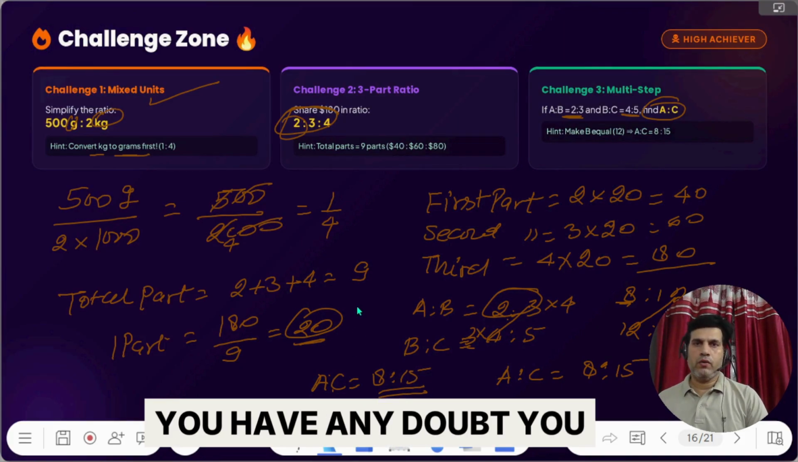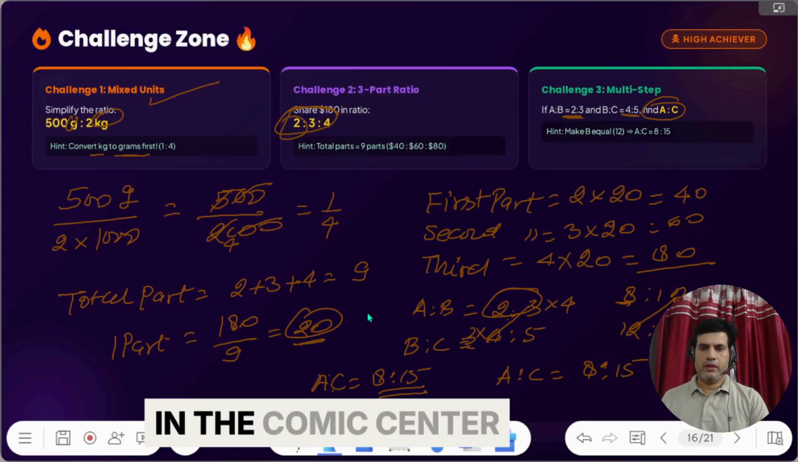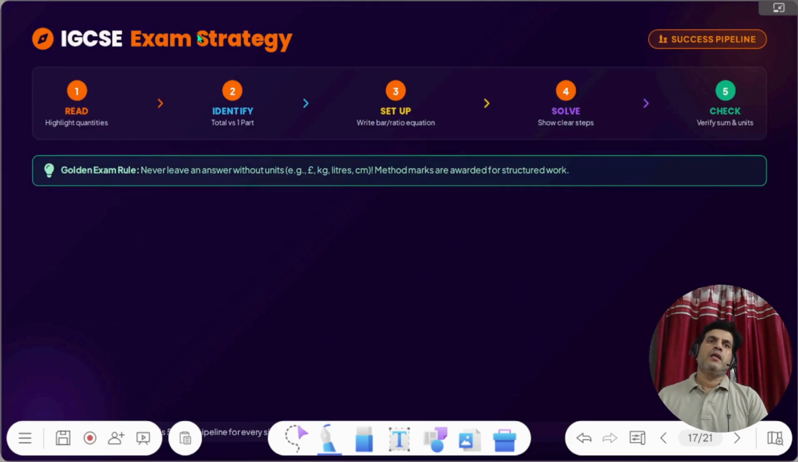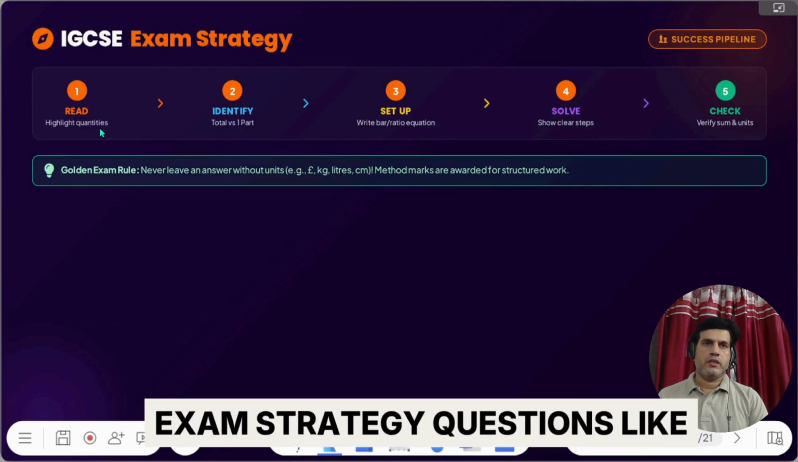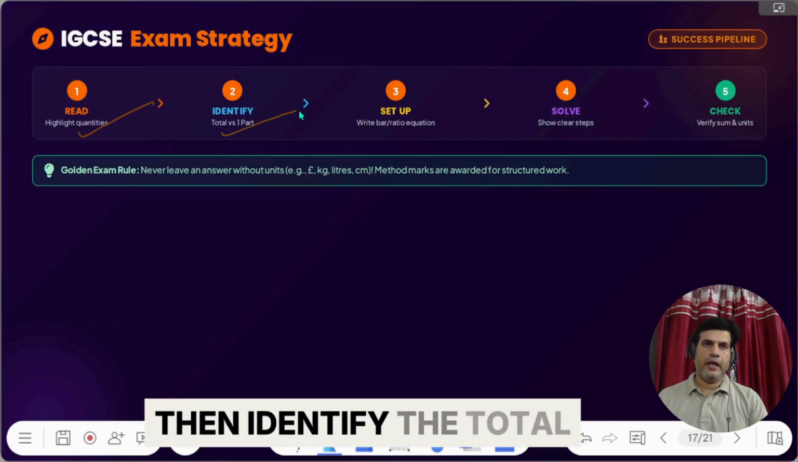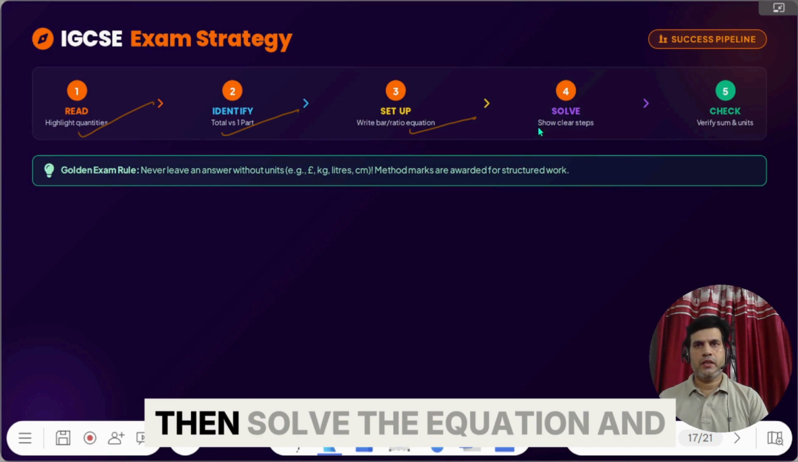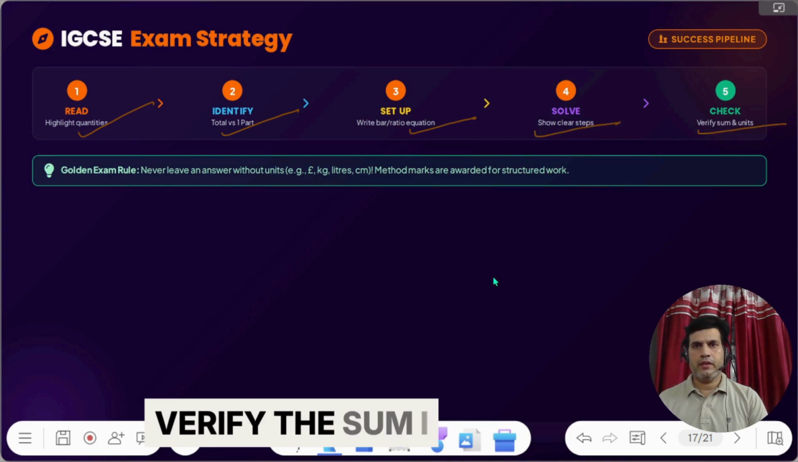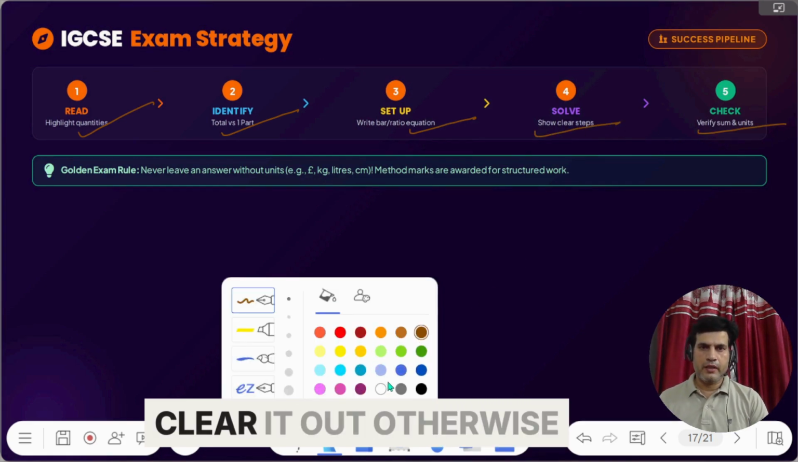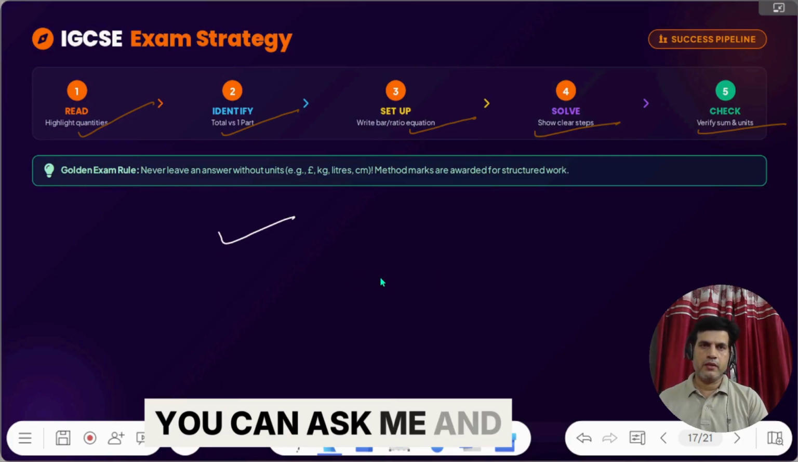If you have any doubt, you can just ask me, okay, in the comment section. Exam strategy questions: first read the question, then identify the total and first part, then set up the bar and ratio equation, then solve the equation and verify the sum. I hope you can just clear it out, otherwise you can ask me.